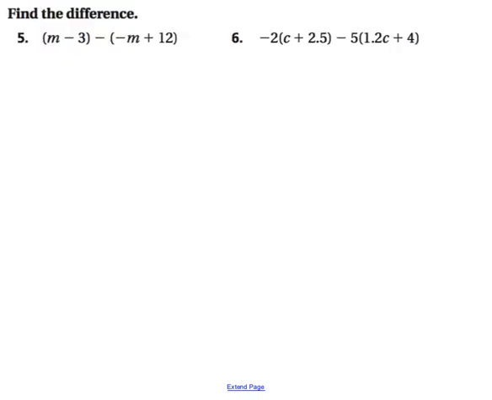Okay, let's do another one. M minus 3 subtract negative m plus 12. I'm going to need to distribute the subtraction. Basically, I'm going to add the opposite. The first set of parentheses I can just get rid of. They're not doing anything. The second set, the opposite of m is m. The opposite of 12 is negative 12. And then like terms, m and m make 2m. Negative 3 and negative 12 make negative 15.